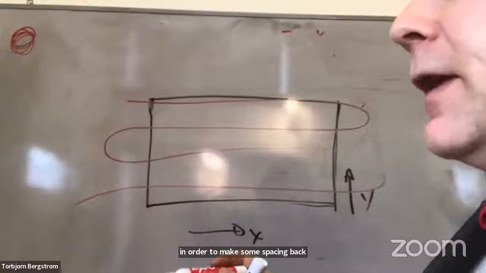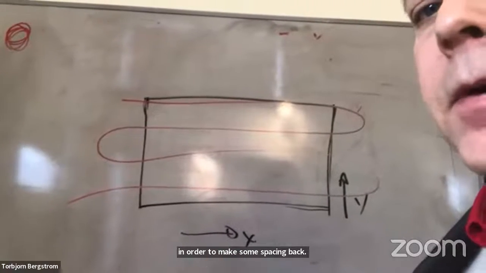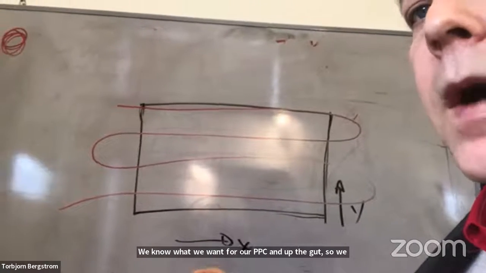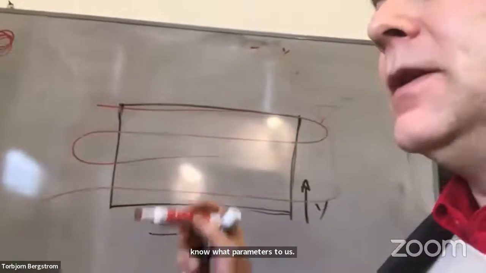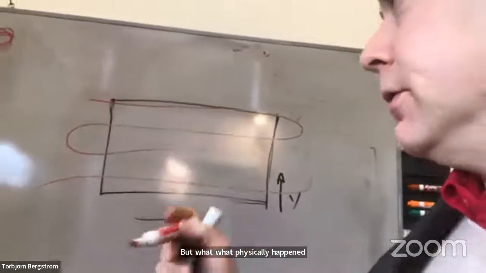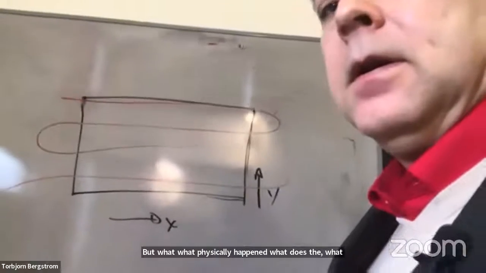So we know what we want for our feed, speed and depth of cut. So we know what parameters to use. But what physically happens? What are the motions the tool goes through in order to make this facing pass?